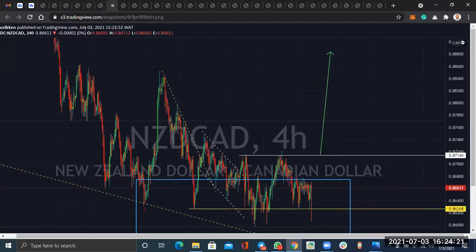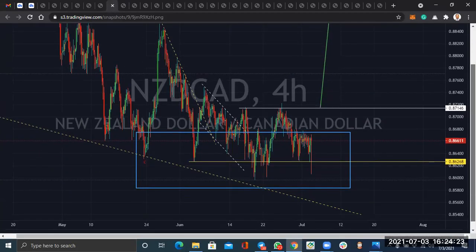New Zealand card. New Zealand card has been in this blue box for up to 1 month plus, even 2 months. It keeps giving us sell, buy candle. This is a buy candle. This is a buy candle. This is a buy candle. Now, which is going to buy? I don't know. That's why I always give you a level.